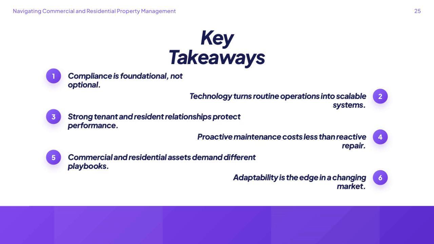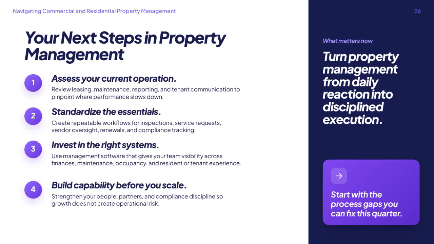property management. When thinking about your next steps in property management, the first thing to do is assess your current operation. Take a close look at leasing, maintenance, reporting, and tenant communication to identify where performance tends to slow down or fall short. This will help you understand exactly what needs improvement. Next, focus on standardizing the essentials. Develop repeatable workflows for key activities like inspections, handling service requests, managing vendor relationships, lease renewals, and tracking compliance. Having these processes clearly defined makes your operations smoother and more predictable.